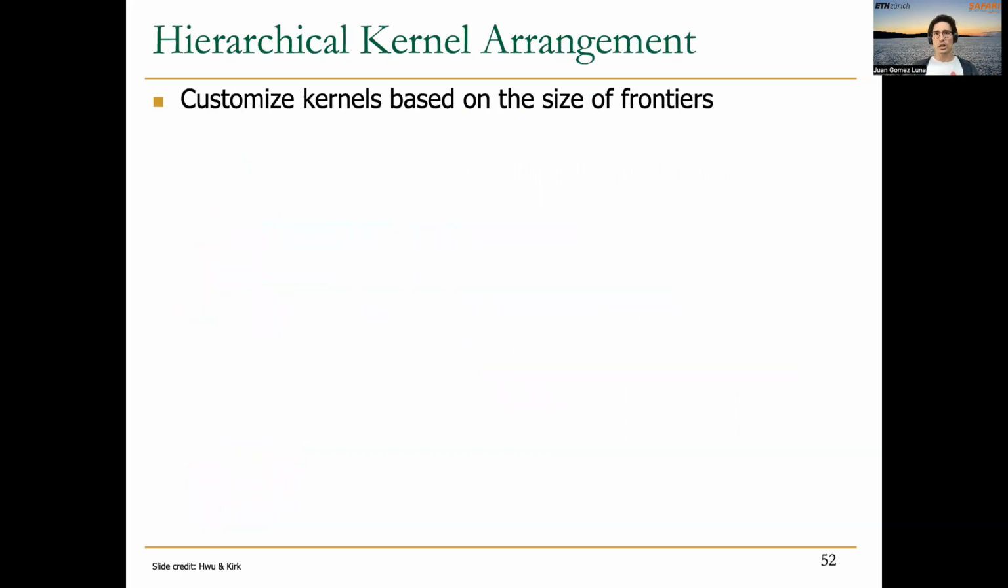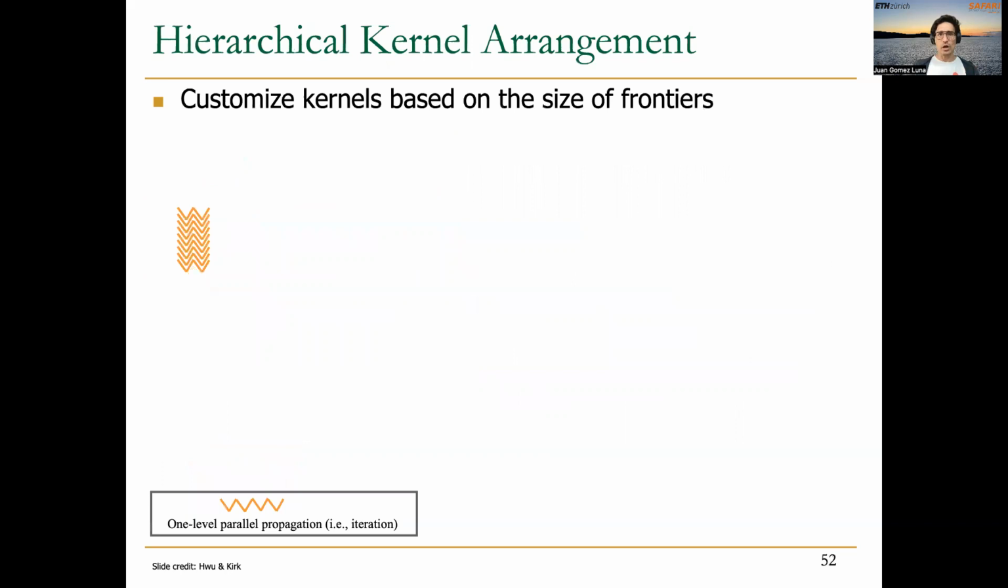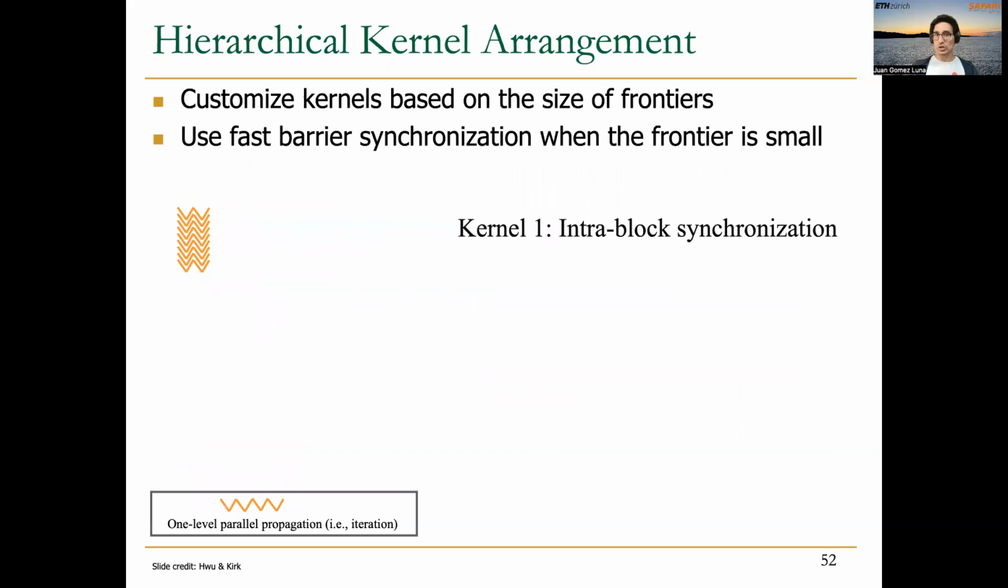So in the hierarchical kernel arrangement, we are going to have different kernels based on the size of the frontier. We, for example, can have one kernel that uses intra-block synchronization only for very small frontiers. We don't need to use all GPU cores or many GPU cores. We can just use one GPU core and one thread block, and this thread block can use sync threads for the threads to synchronize.